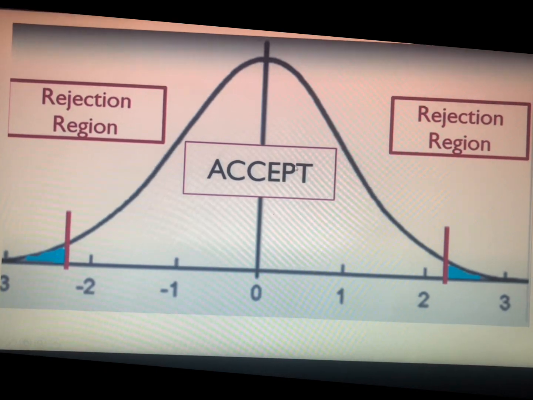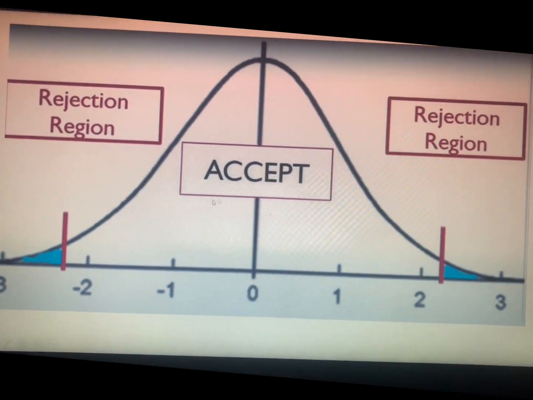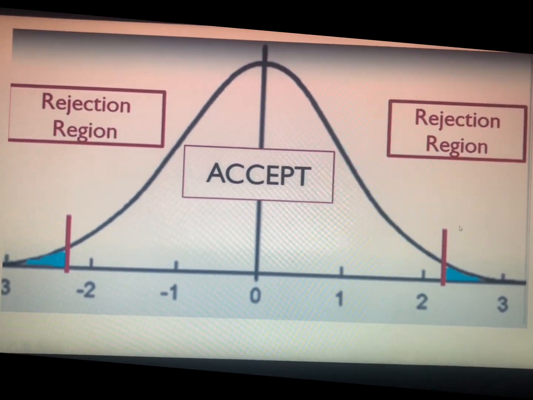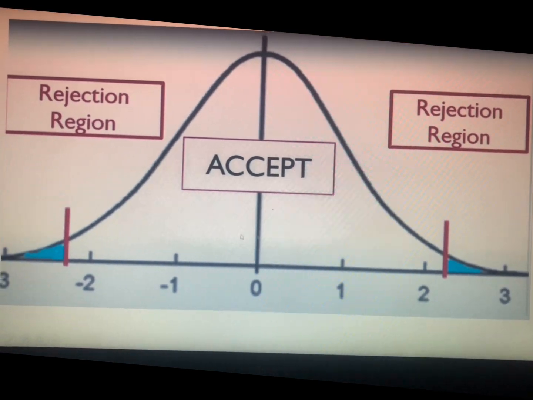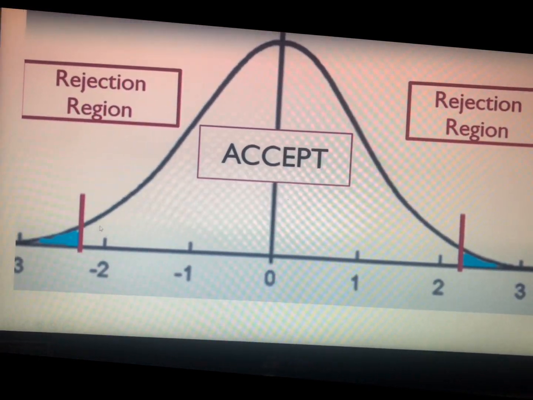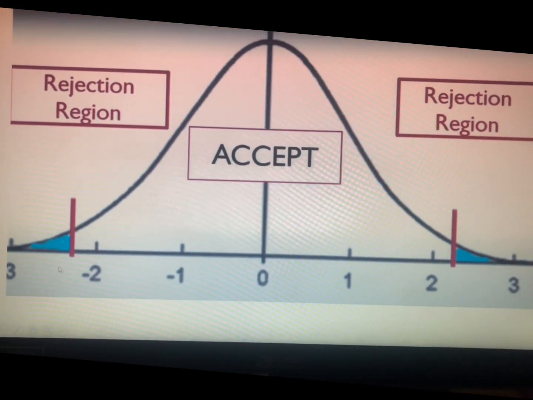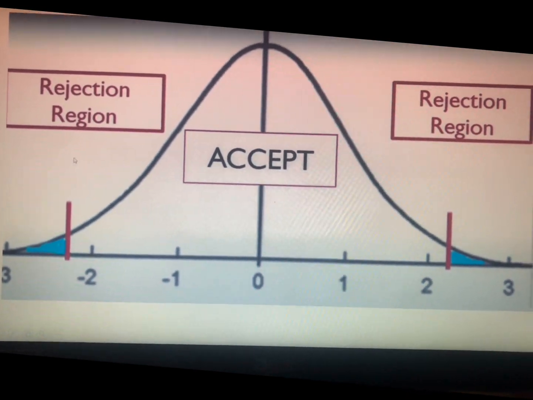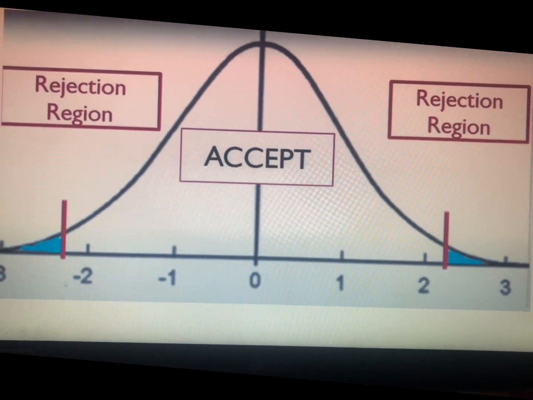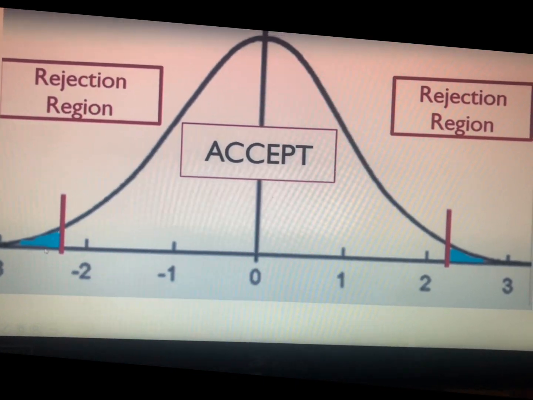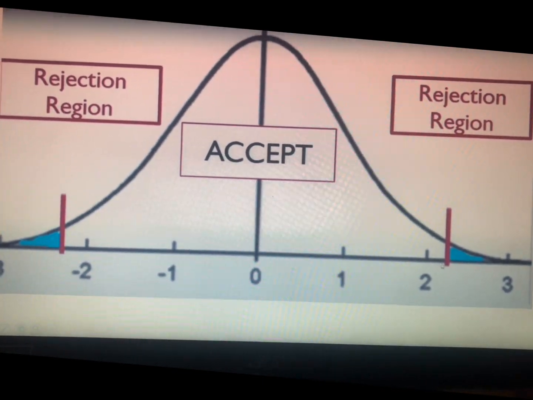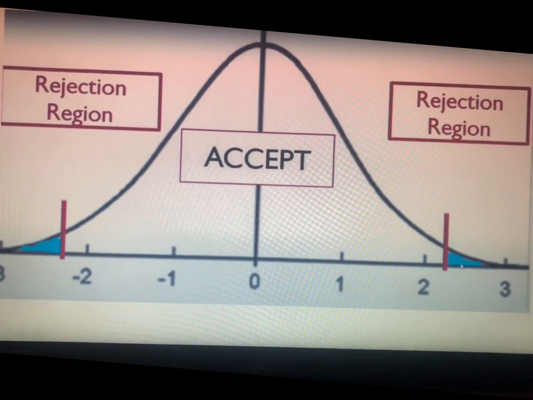If the computed value falls into the shaded region, we have to reject the null hypothesis. This shaded region is called the rejection region.